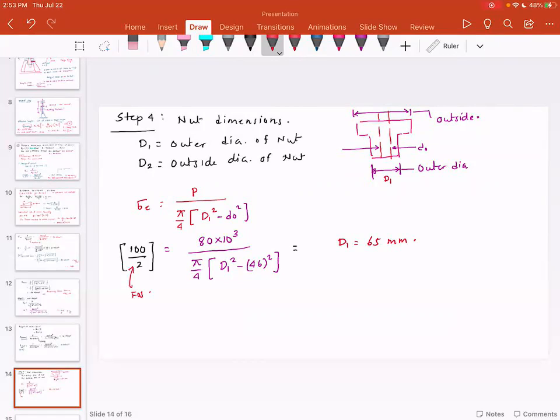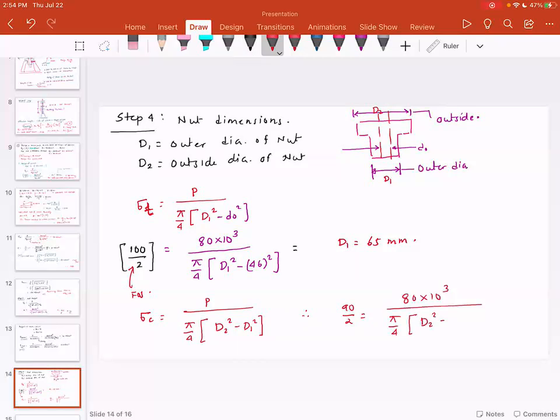Next part is to find D2. Consider the crushing. This sigma t, this is tear, this is crushing. This is D2. Again, substituting the values. 80 times 10 to the power 3, pi by 4, D2 squared minus D1, which is already known. And with that, we get 82 millimeters.